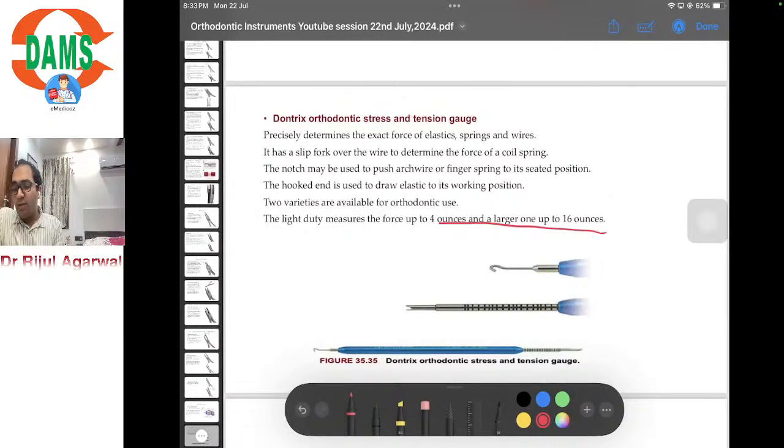Okay, the one tip goes into the coil spring and it's used to pull, and it shows the amount of pull which occurs. The values are mentioned here on the gauge.